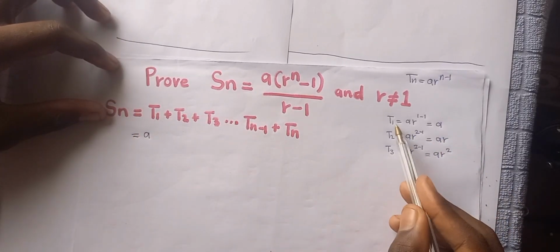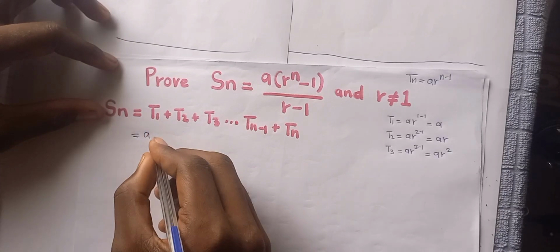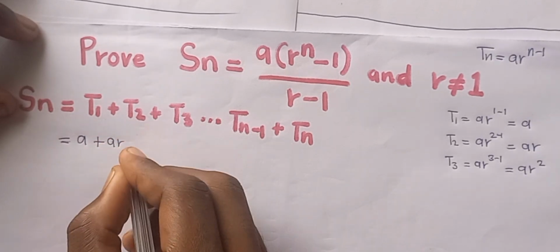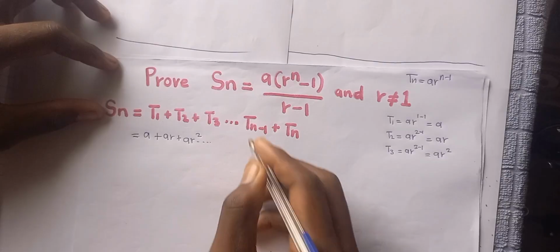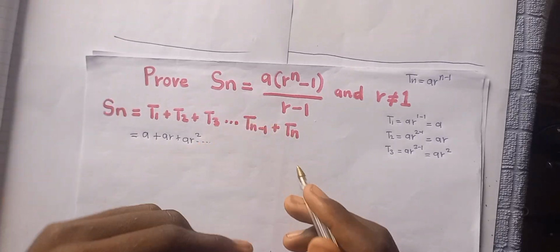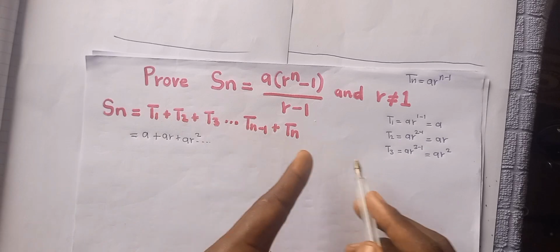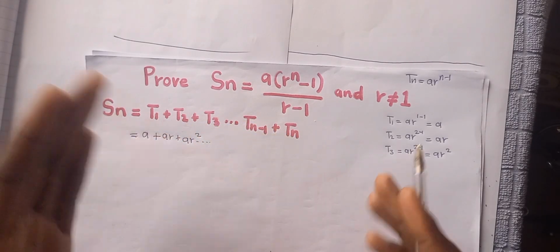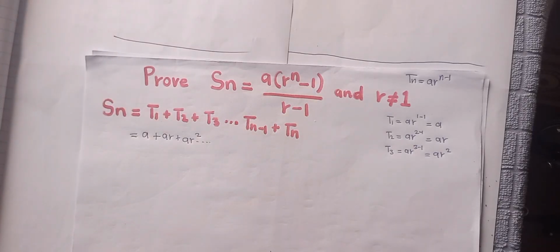If you don't understand, I'll demonstrate all of this in a way that you will all understand. Now, T1 is equal to a, then T2 is equal to ar, then T3 is equal to ar squared, and then dot, dot, dot. These dots, guys, mean that the terms continue up until the last term. We could write T4, T5, T6, but we want to save space and keep only the important terms.